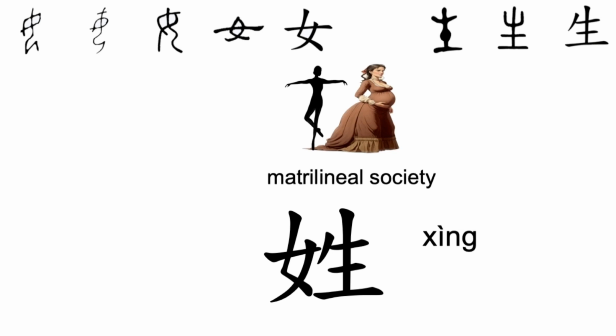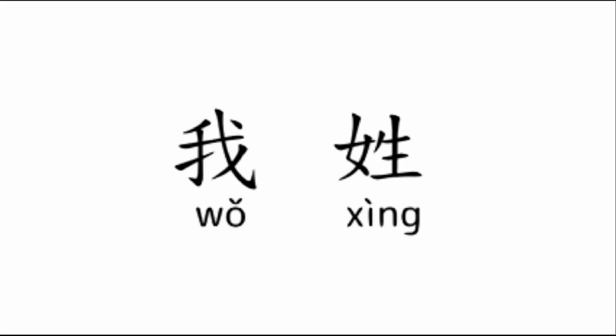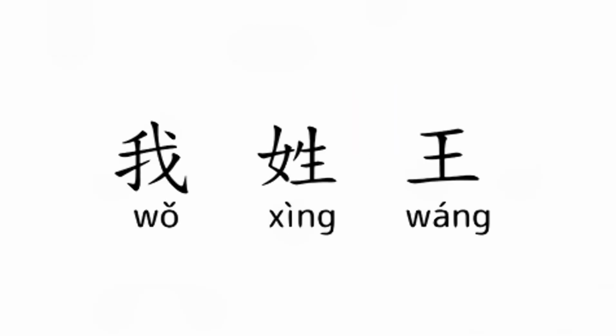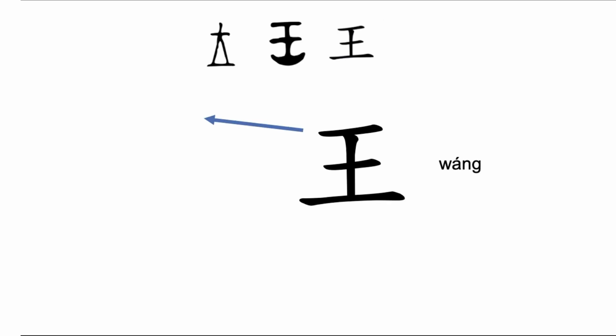Thus, the character xing represents the idea of a family name. By appending your family name after 我姓, you can convey, I am surnamed, in English. For instance, 我姓王 translates to, my family name is Wang. The character Wang consists of a horizontal stroke above and the character tu below.